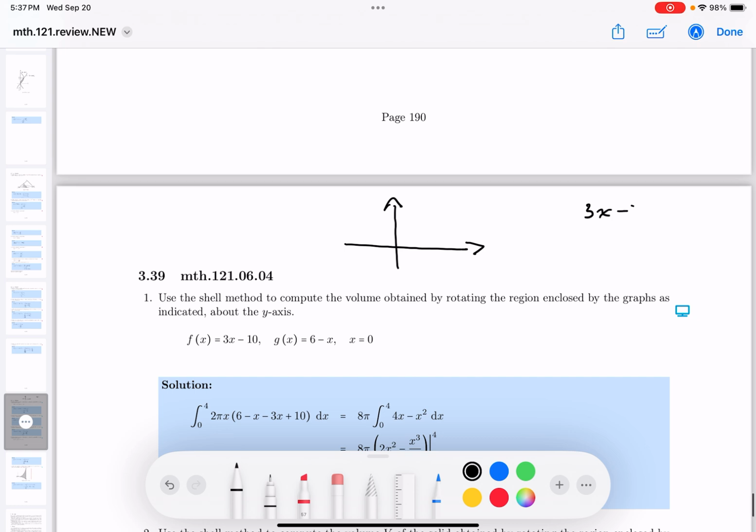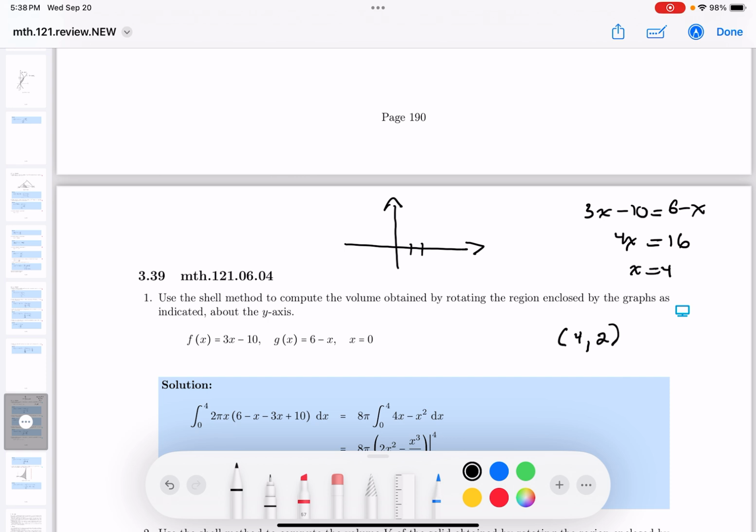There's 3x minus 10 and 6 minus x. I'm going to add 10 to both sides, and add x to both sides. So the point of intersection occurs when x is equal to 4. Let me put the point down for you. This is preliminary work, by the way. 6 minus 4 is 2, and if you put it in the other equation, you get 12 minus 10, which is also 2. So the point is (4, 2).